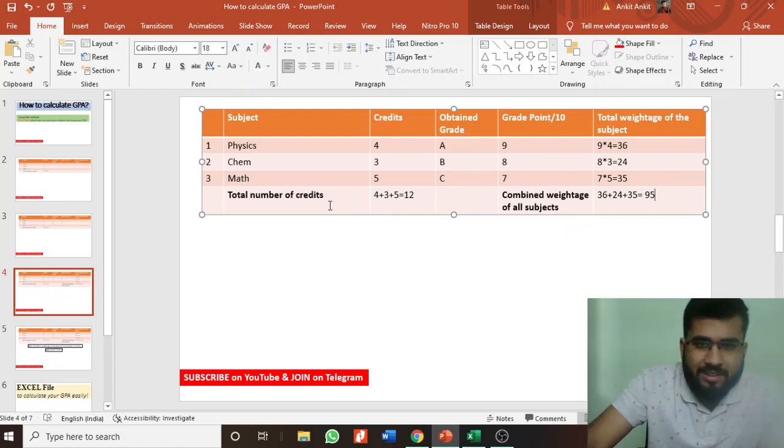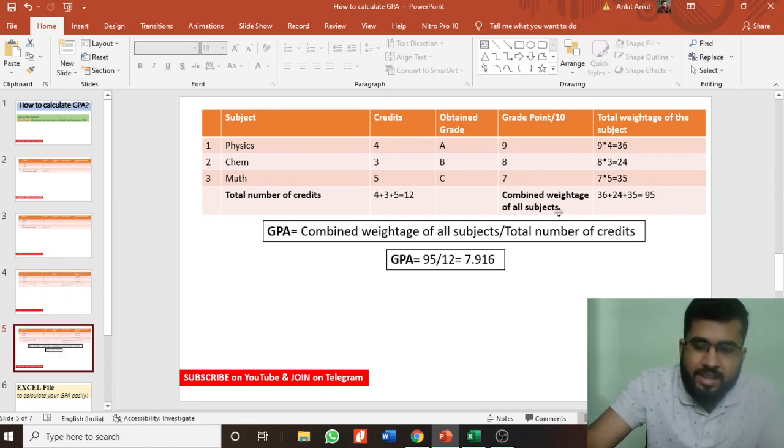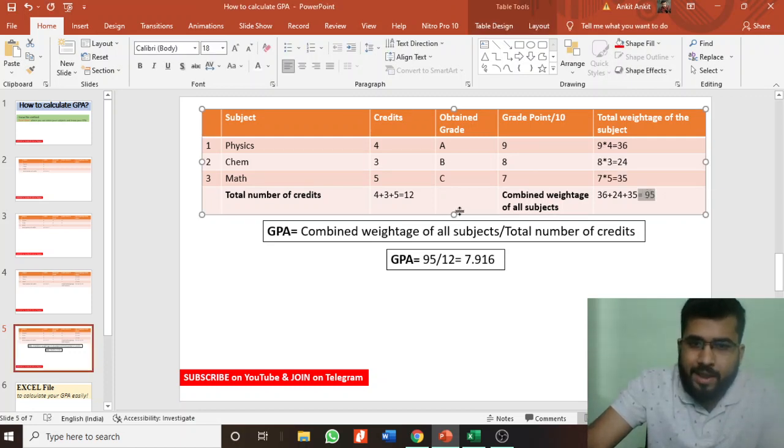So now you know that the total number of credits that you had in the semester were 12 and the total weightage of all the subjects, that is 95. So in the next step, you need to divide the combined weightage of all the subjects, that is 95, by 12 to get your exact GPA. So in this case, your GPA is 7.916. So I hope until this part, it was all clear. With that, let's move forward.